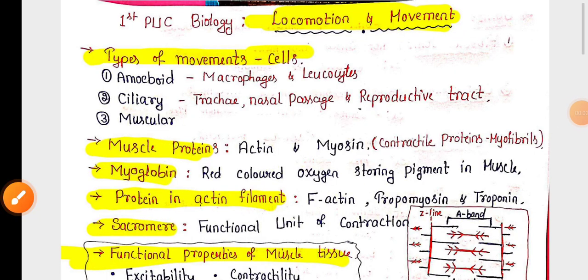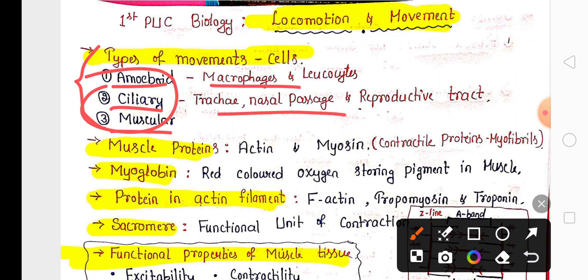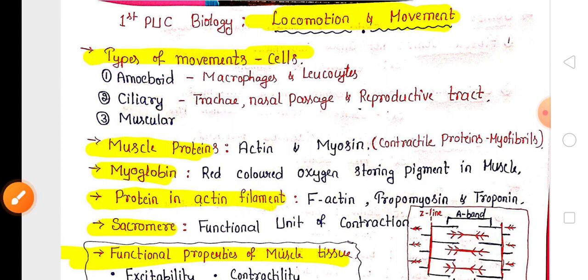Students, here are the revision notes of the locomotion and movement chapter of first PC biology. These revision notes are for the coming annual exam as well as entrance exams such as KCET and NEET. One of the important topics here is types of movements in the cells: amoeboid, ciliary and muscular. These are the three types of movements you can find. Here are the places where you can find these types of movements.